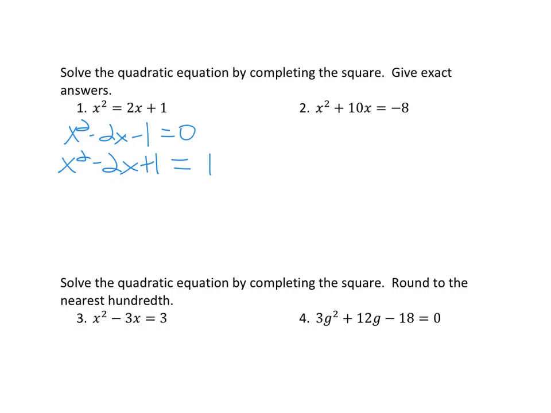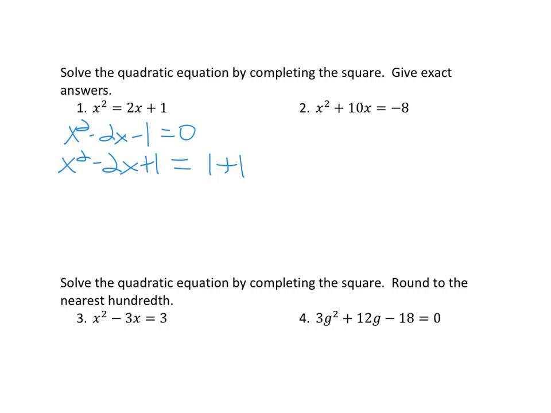The whole point of that is now I'm going to be able to factor that side to x minus 1, x minus 1. But you have to remember, as step 4 says, whenever I add something to one side of this equation, I have to do the same to the other side. So if I add a 1 over here, which I just did, I have to also add a 1 on the other side of the equation.